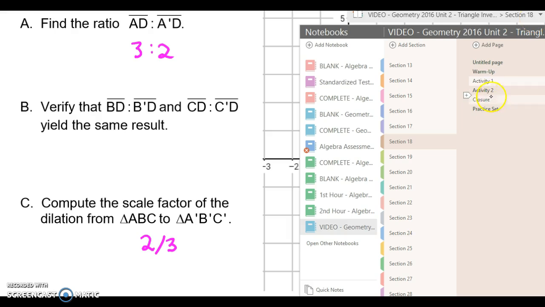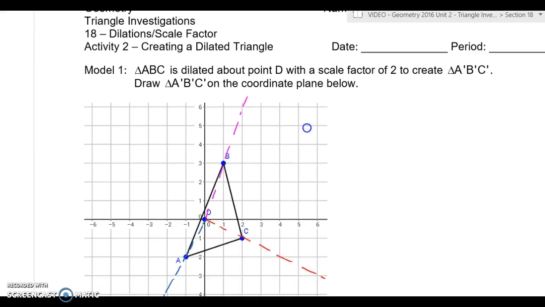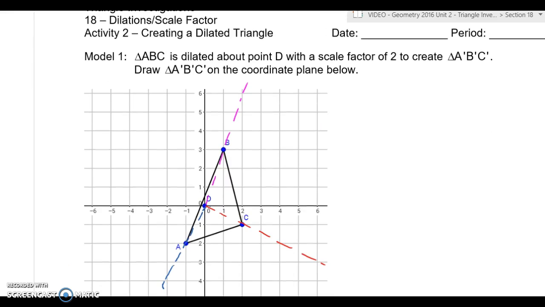Now in activity 2, we're going to do the same type of thing except go backwards. And what I've done is I've already drawn in the dilation lines because it makes this go a little bit quicker if we do that. Triangle ABC is dilated about point D with a scale factor of 2 to create triangle A prime, B prime, C prime. Draw the triangle on the coordinate plane below. So when we have a dilation, the pre-image and the image should fall on those dilation lines. So we're going from the dilation point through each of the vertices.